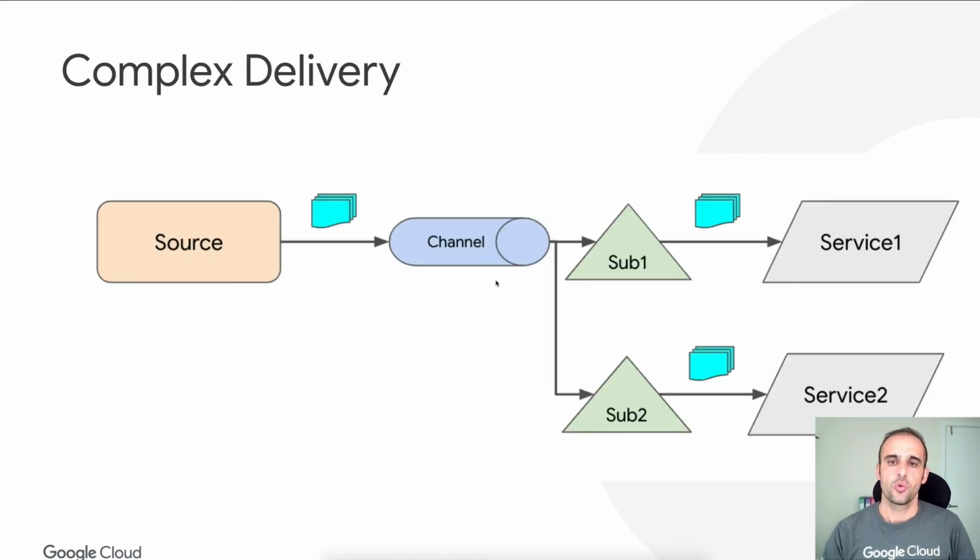Now, if you want to do one-to-many, then you need to start thinking about channels. So in this case, you have a source and you have a couple of services that want to receive that message. Now, instead of connecting source to the service directly, you need to create a channel. This can be an in-memory channel or Kafka channel or whatever kind of channel you want. And then from that channel, you need to create subscriptions for each service. And then when a message comes in, it will be fanned out to multiple services.